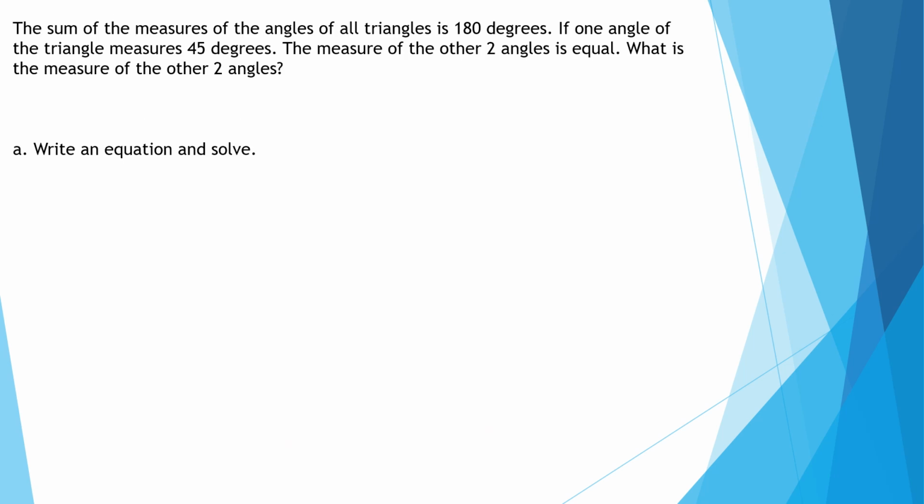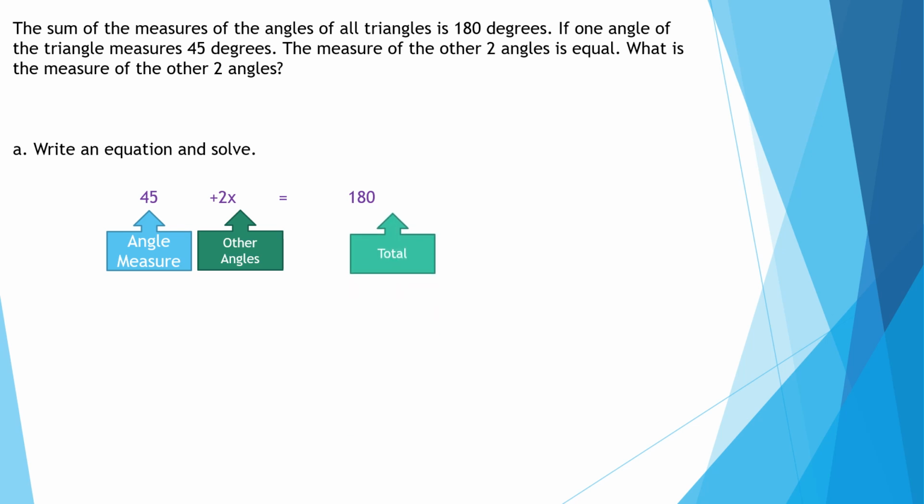The sum of the measures of the angles of all triangles is 180 degrees. If one angle of the triangle measures 45 degrees, the measure of the other two angles is equal. What is the measure of the other two angles? So the first thing we're going to do is write what we know. We know that 45 is the angle measure. 2 times x is the other two angles that measure the same thing. And 180 is the total.